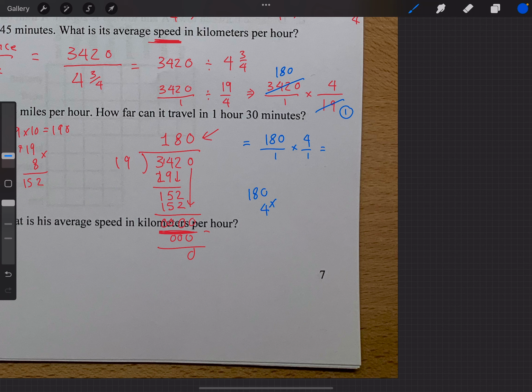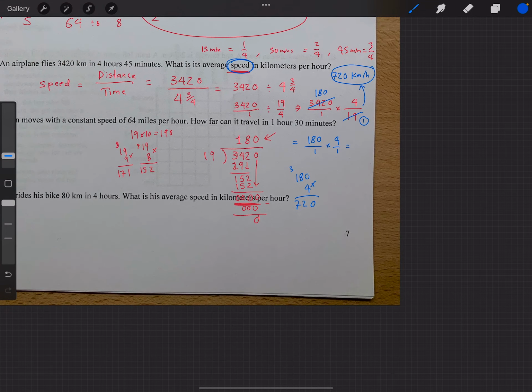Okay. 4 times 0 is 0. 4 times 8 is 32. And that would be 720. So that means the answer, finally, after doing all these calculations, is 720. We're looking for the speed, so it has to be kilometers per hour. And that's your answer.